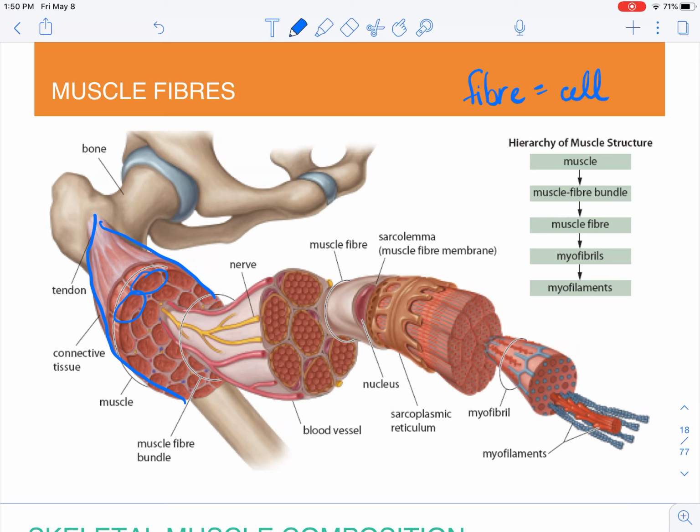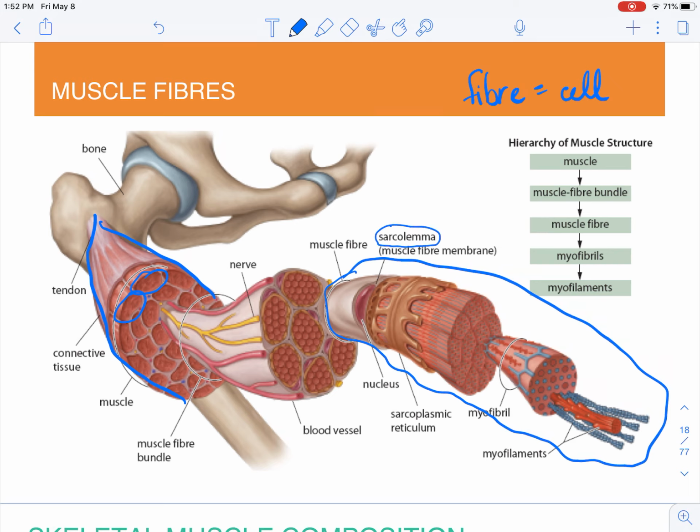And the muscle fiber itself is this over here. So this would be one cell or muscle fiber that is enlarged. And just like a cell has a cell membrane, there's a special name for cell membrane in muscles, and it's sarcolemma. Sarcolemma is the name of the cell membrane.